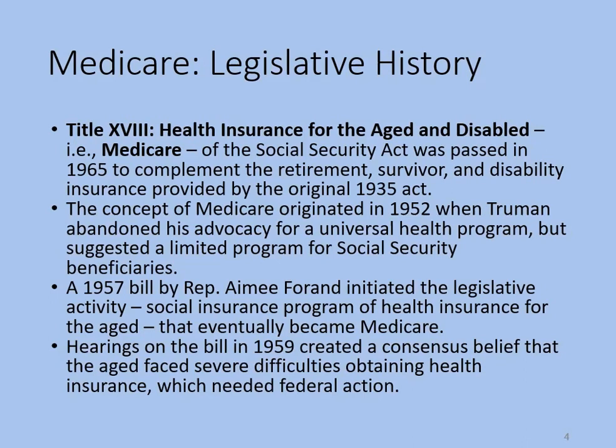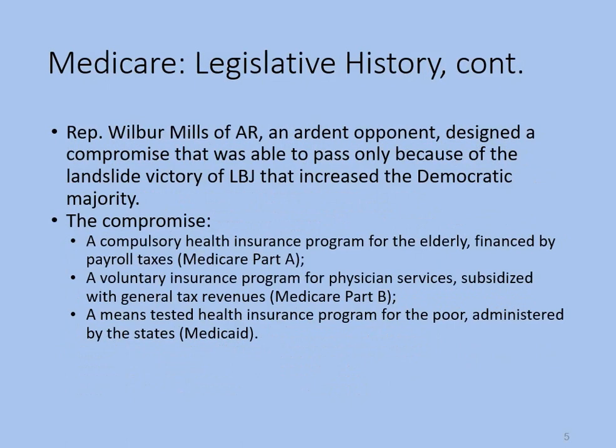A 1957 bill by Republican Aime Forand initiated the legislative activity for a Social Insurance Program for Health Insurance for the Aged that eventually became Medicare. Hearings on the bill in 1959 created a consensus belief that the aged faced several difficulties obtaining health insurance, which needed federal action. Representative Wilbur Mills of Arkansas, an ardent opponent, designed a compromise that was able to pass only because of the landslide victory of Lyndon Baines Johnson that increased the Democratic majority.